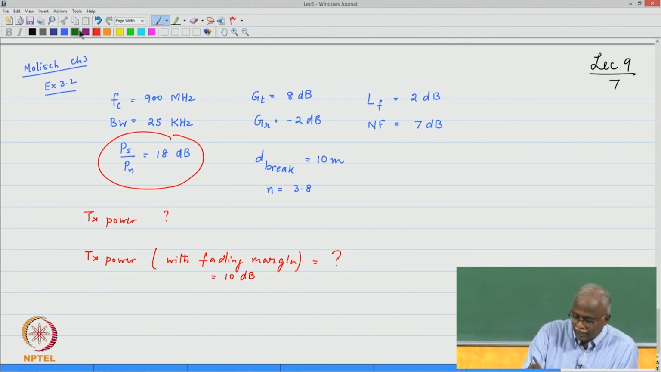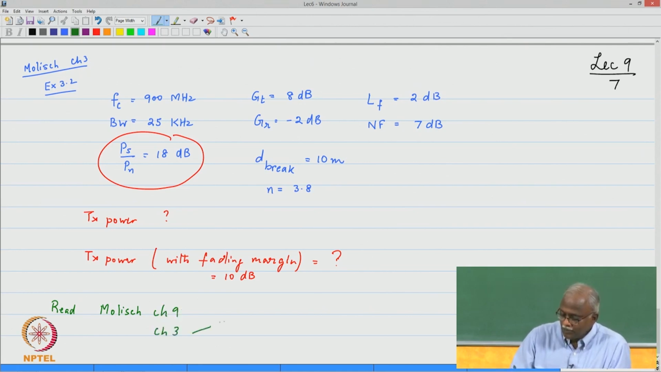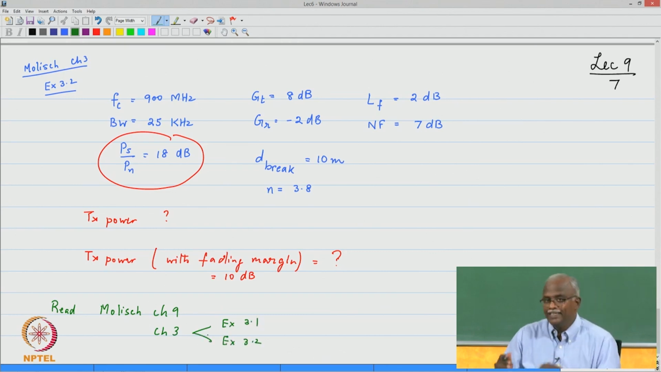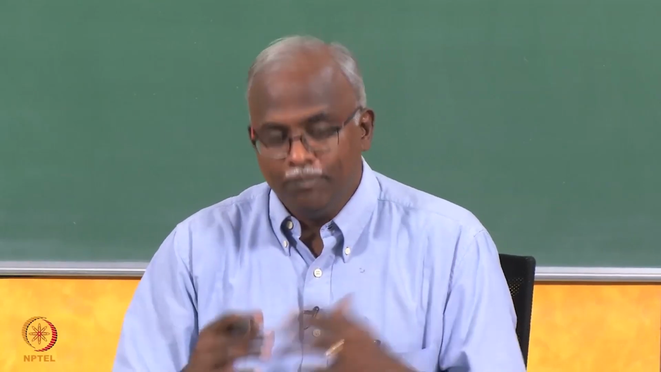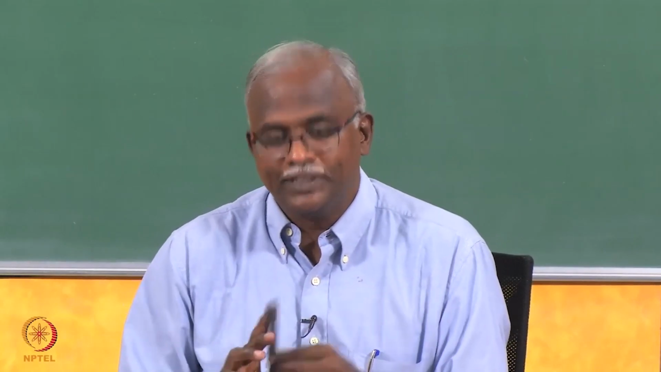What I would like to request you is do read Molisch chapter 9 to understand about antennas, and chapter 3, worked examples 3.1 and 3.2 to understand link budgets, system design, fading margin, and how all of these will work together to help us understand and build robust wireless systems.